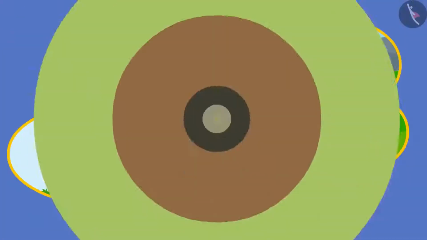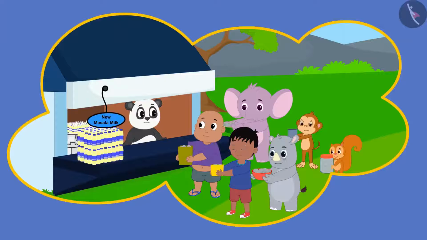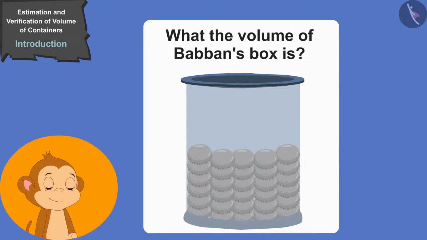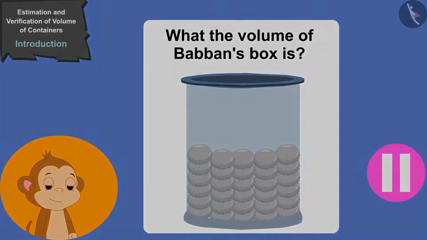Time passed by quickly and soon it was the 10th day. All the people have collected different numbers of bottle caps. Children, if Babban has collected 30 bottle caps in his box and his box is only half full, can you tell what the volume of Babban's box is? If you wish, you can stop the video and think of the answer.